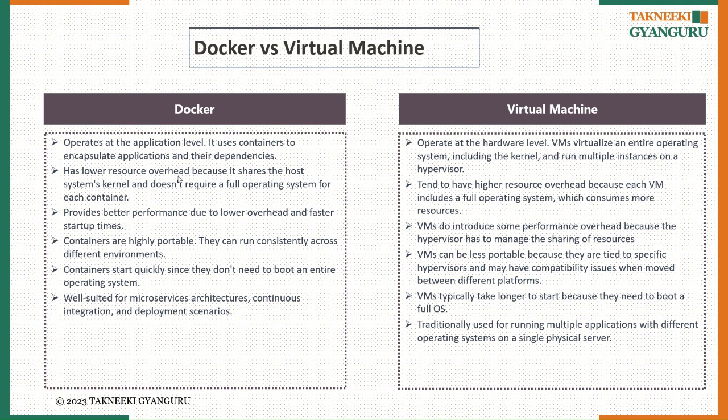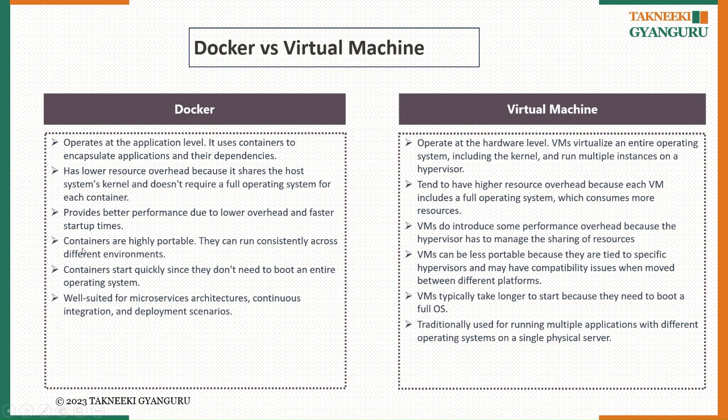But the virtual machine is high resource, right? We have to allocate huge memory, CPUs, and hard disk. Huge hard disk we need to associate with the VMs. So it is very high resource overhead. Containers provide better performance. VMs introduce some performance overhead also. So if we need better performance, we need to increase the resources for the VM.